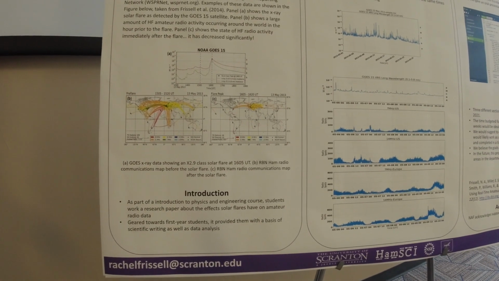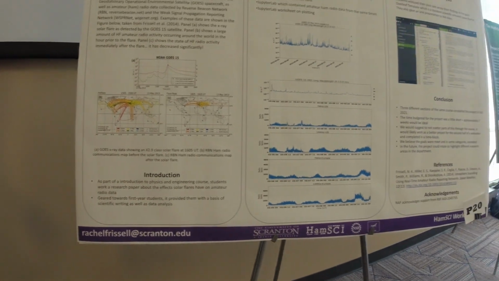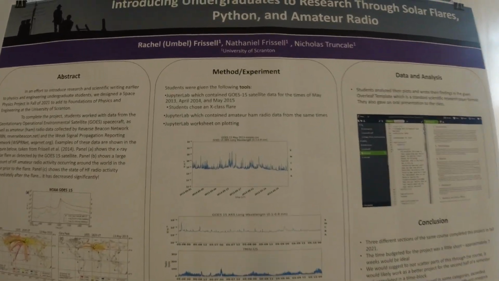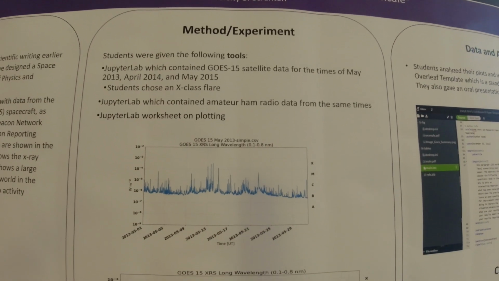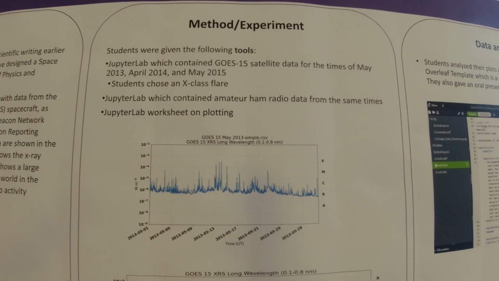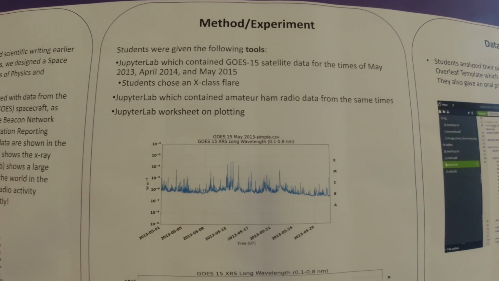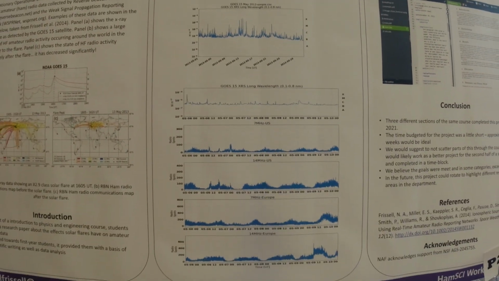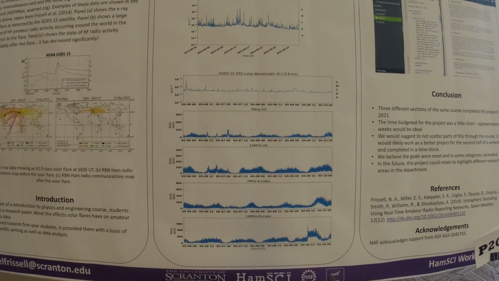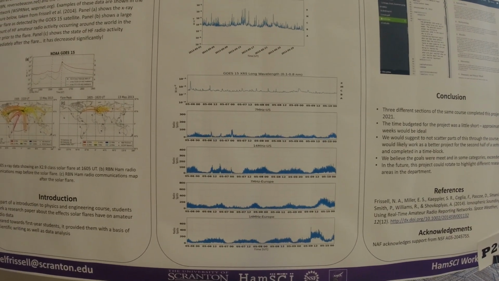In order to do this, we gave them a couple of different templates. Using Jupyter Lab, we gave them the GOES 15 satellite data of 3 different months where they could choose the solar flare they wanted to investigate. We also gave them Jupyter Labs, which contained the amateur ham radio data from the same times, and we also worked on the Jupyter Lab plotting so they knew how to work with the plots.